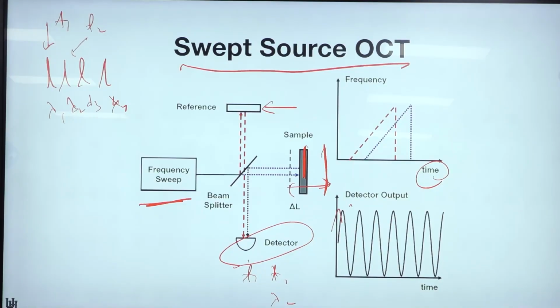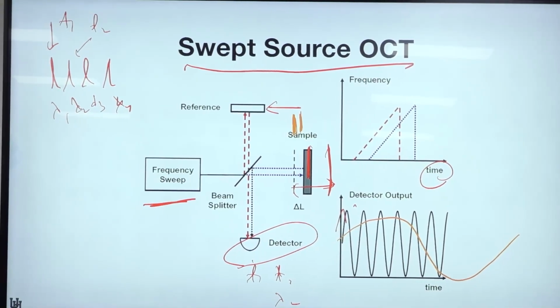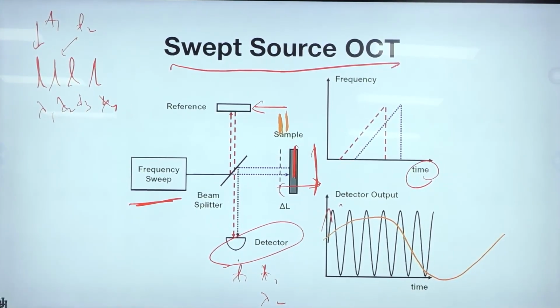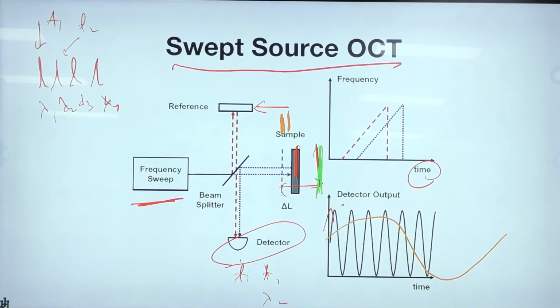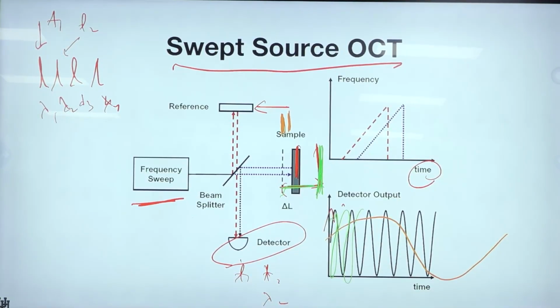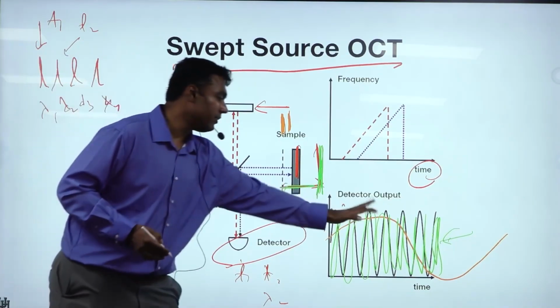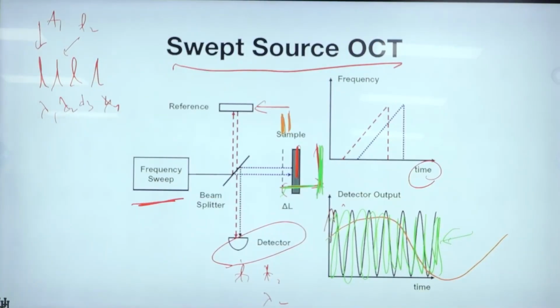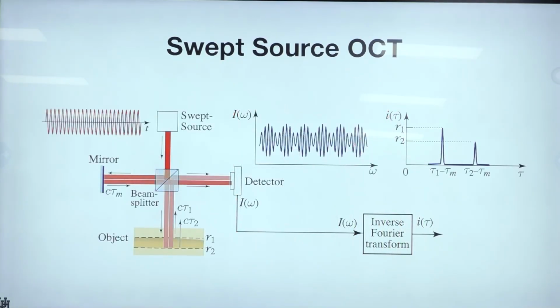So if delta L is very small, if this is the reference position and delta L is small, then you'll have low frequency as a function of time. If delta L is very big, like at this distance over here, then this is large, so you'll have high frequency. By taking a Fourier transform of these low and high frequencies, you can get how deep layer 1 is, layer 2 is, layer 3 is, and so on. So that's essentially what is plotted here.